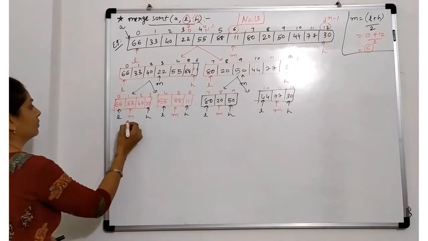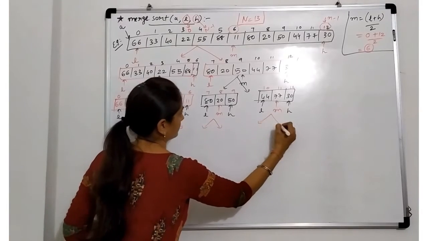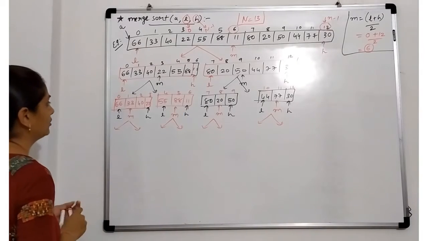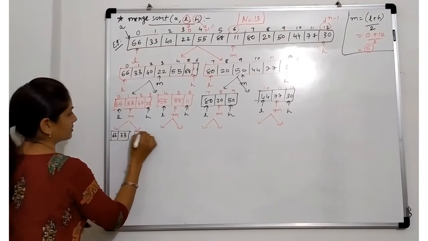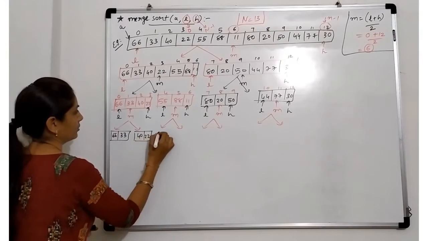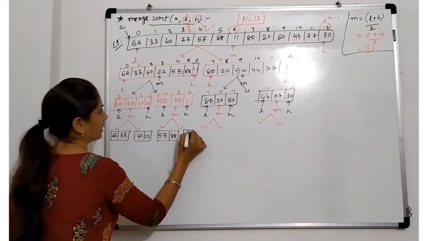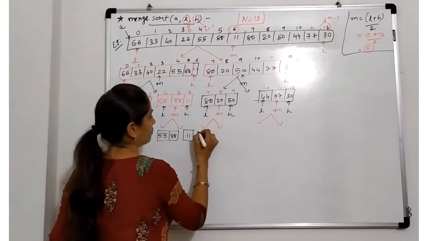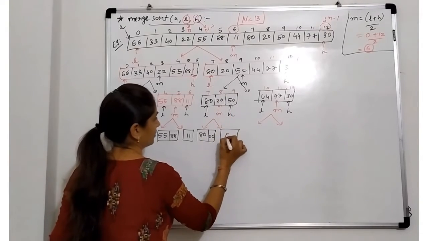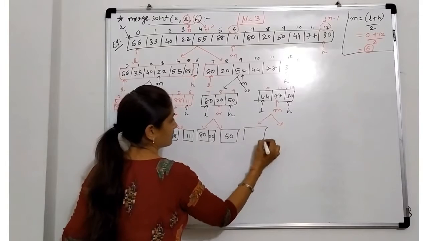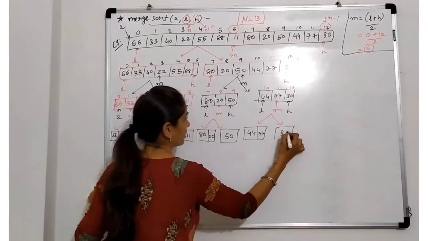Clear? Now again divide this array into two parts. The first part is L to M: 66, 33. The second part is 40, 22. Here 55, 88 and the separate element that is H. Here L to M: 80, 20. The second element is 50. Then 44 and 77. And the last element is separated, that is 30.